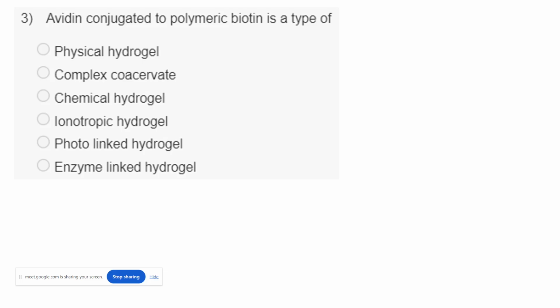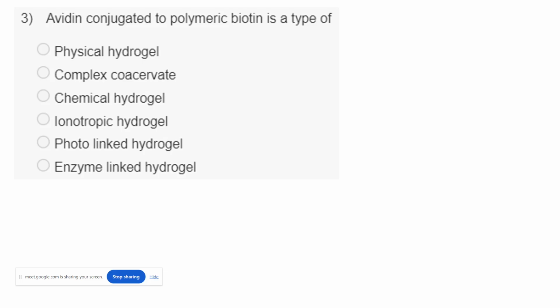Avidin conjugated to polymeric biotin is a type of what kind of hydrogel? Physical hydrogel, complex coacervate, chemical hydrogel, ionotropic hydrogel, photolinked hydrogel, or enzyme linked hydrogel?